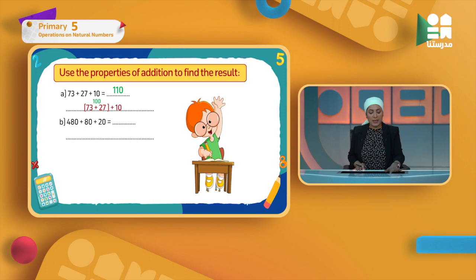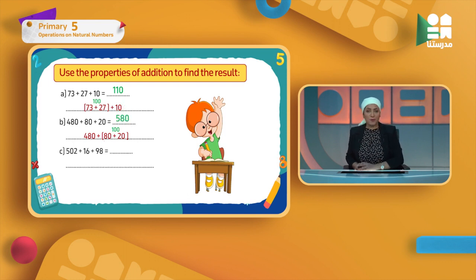480 plus 80 plus 20. Here I have two ways by the way. I can put the 480 plus the 20. It will give me 500, then it will be 580. Or I choose the 80 plus 20, it will give me 100, and 100 plus 480 is also 580. Now let's move to C. 502 plus 16 plus 98.